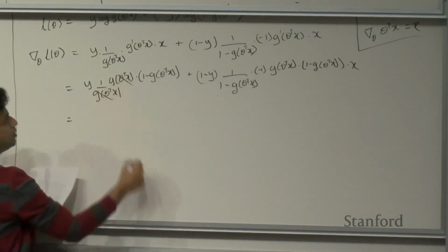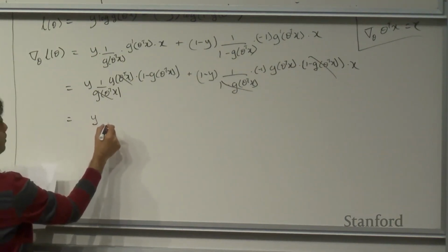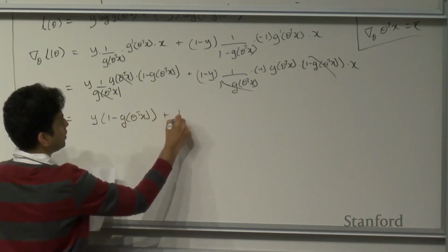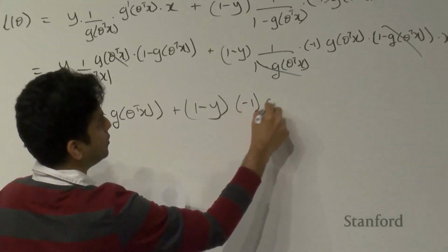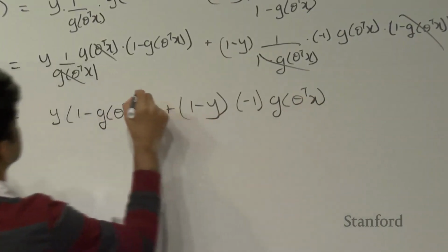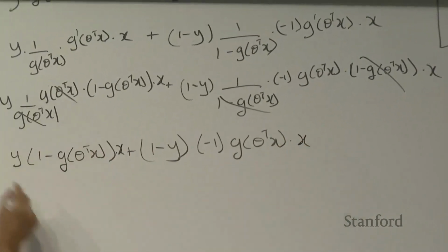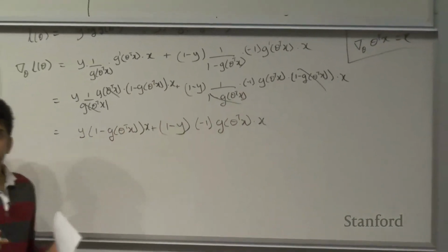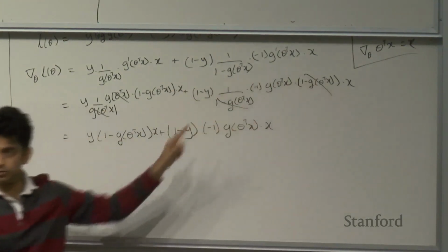And these two cancel. Here, these two cancel. So what are we left with? We have y times 1 minus g of theta transpose x plus 1 minus y times minus 1 of g of theta transpose x. I think I forgot a times x here. So times x. Okay. So x and x are the only vector valued quantities. Everything else before that evaluates to a scalar. Right? Whenever you're doing matrix calculus, always keep track of the dimensions. The left hand side, the gradient, is a vector, and it's a vector because x is a vector. Everything else here evaluates to a scalar. Okay.